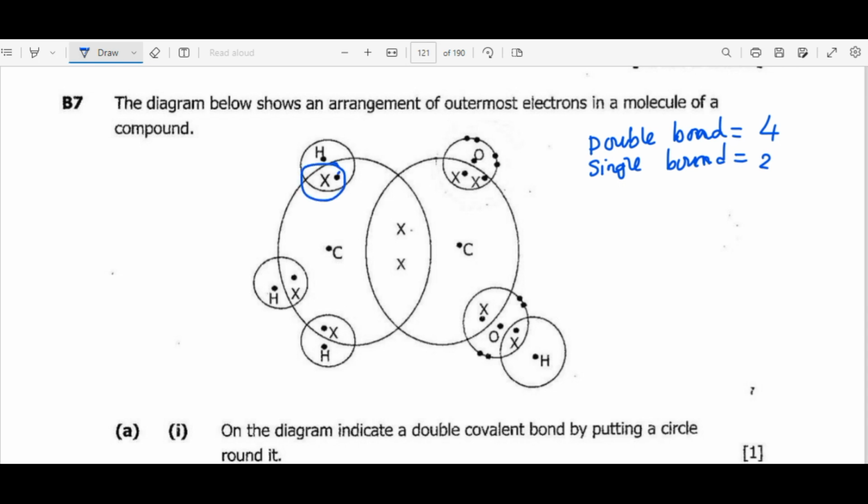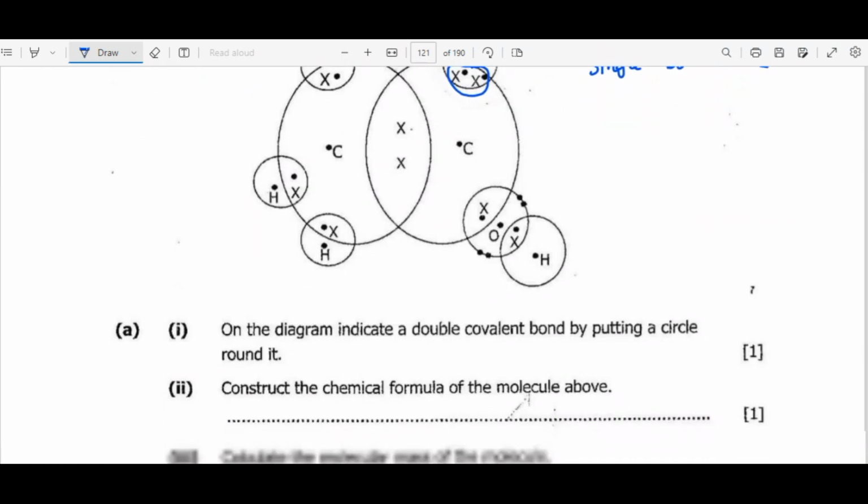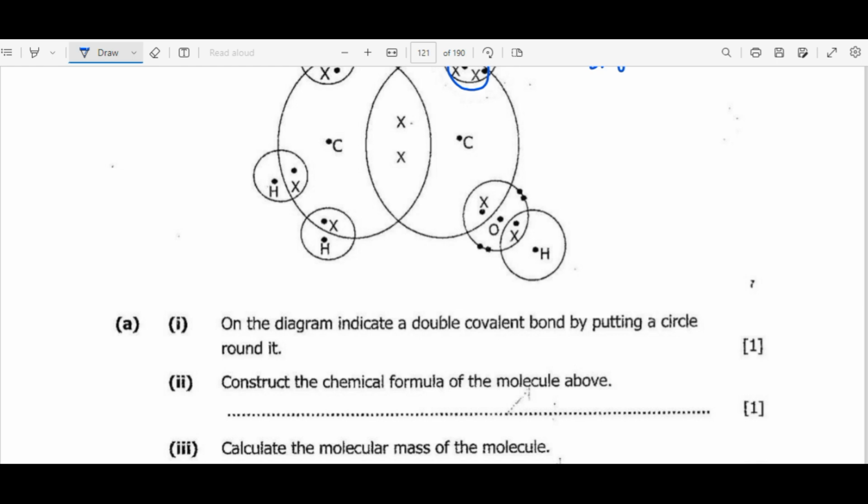So here we have 2 electrons, 2 electrons, 2 electrons, 2 electrons. All these are single bonds, 2 electrons, 2 electrons. Then here we can see we have 2 plus 2, so 4 electrons. So at this point, we've seen the double covalent bond. So this is where our answer is. So this is how you should determine the type of a bond, if it's double or single. So you just count the number of electrons that are being shared.